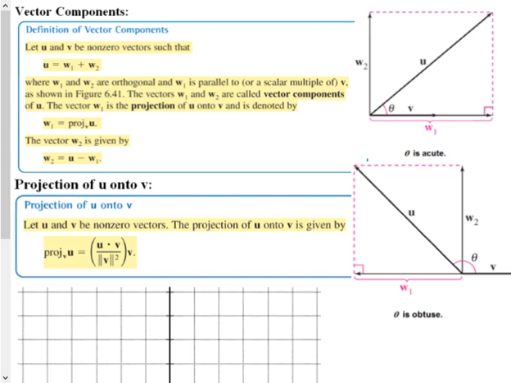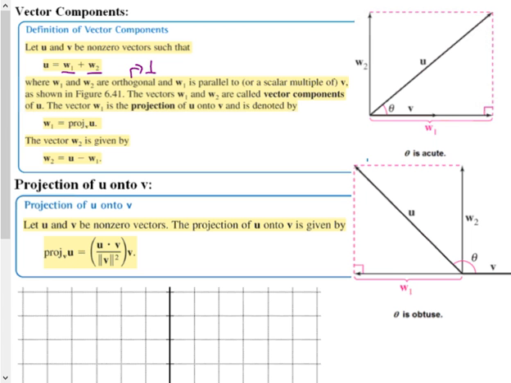Coming up next, we've got vector components. Again, it's a little bit hard to explain, but reading through this, we've got two vectors, u and v, such that u is broken down into two vectors, w1 and w2. w1 and w2 are orthogonal, which again means they're perpendicular. Why would we want to break something down into perpendicular parts? A lot of this has to do with gravity and force. You're going to read a part from the book that explains it pretty well. So we're going to read through this definition first.